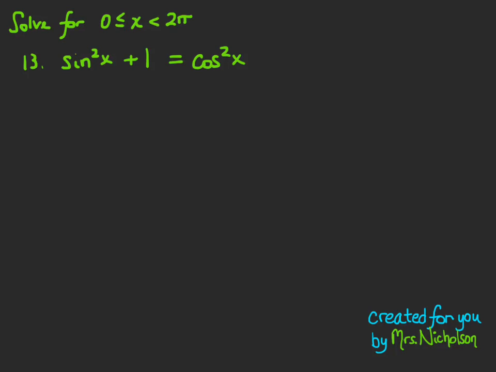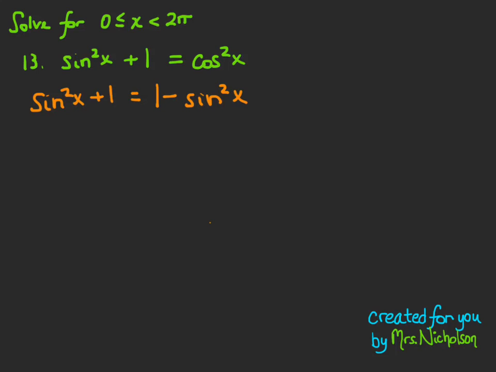Like on number 13, I've got the sine squared, and I also have cosine squared. I could change sine squared to be 1 minus cosine squared. I could change cosine squared to be 1 minus sine squared. We can do it on either side. I think I'm going to keep the left side as it is. Sine squared x plus 1 equals, and in cosine squared, I'm going to change that to 1 minus sine squared.